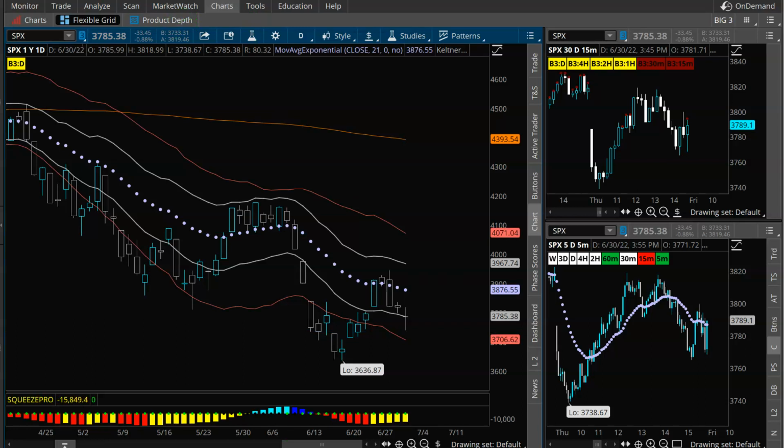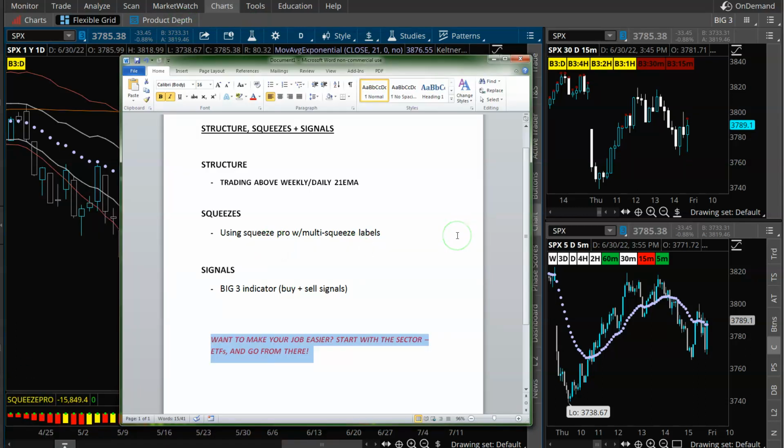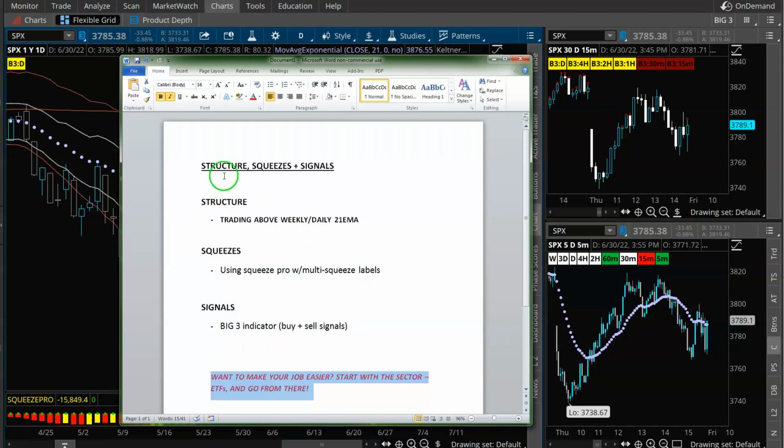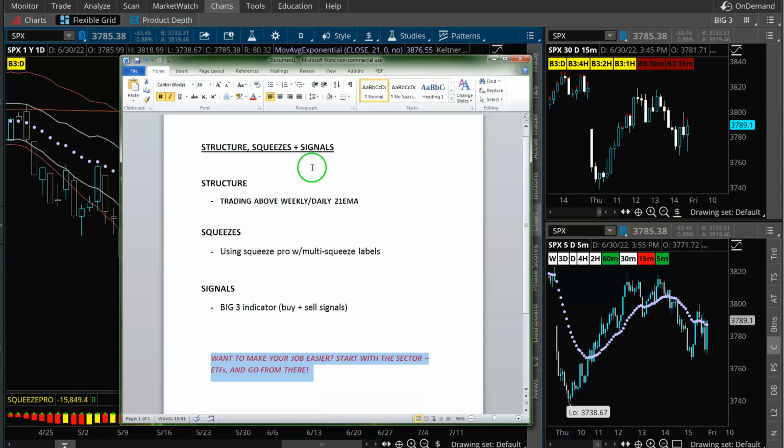But for tonight's video, guys, here is going to be the focus. The topic of discussion is, how can we find bullish plays in a bearish market? Even if we're looking for shorter term trades based off of 15-minute, 30-minute charts, and maybe even daily charts, in a bearish market, how can we find the bullish opportunity? So 3 things we want to focus on: structure, squeezes, and signals.